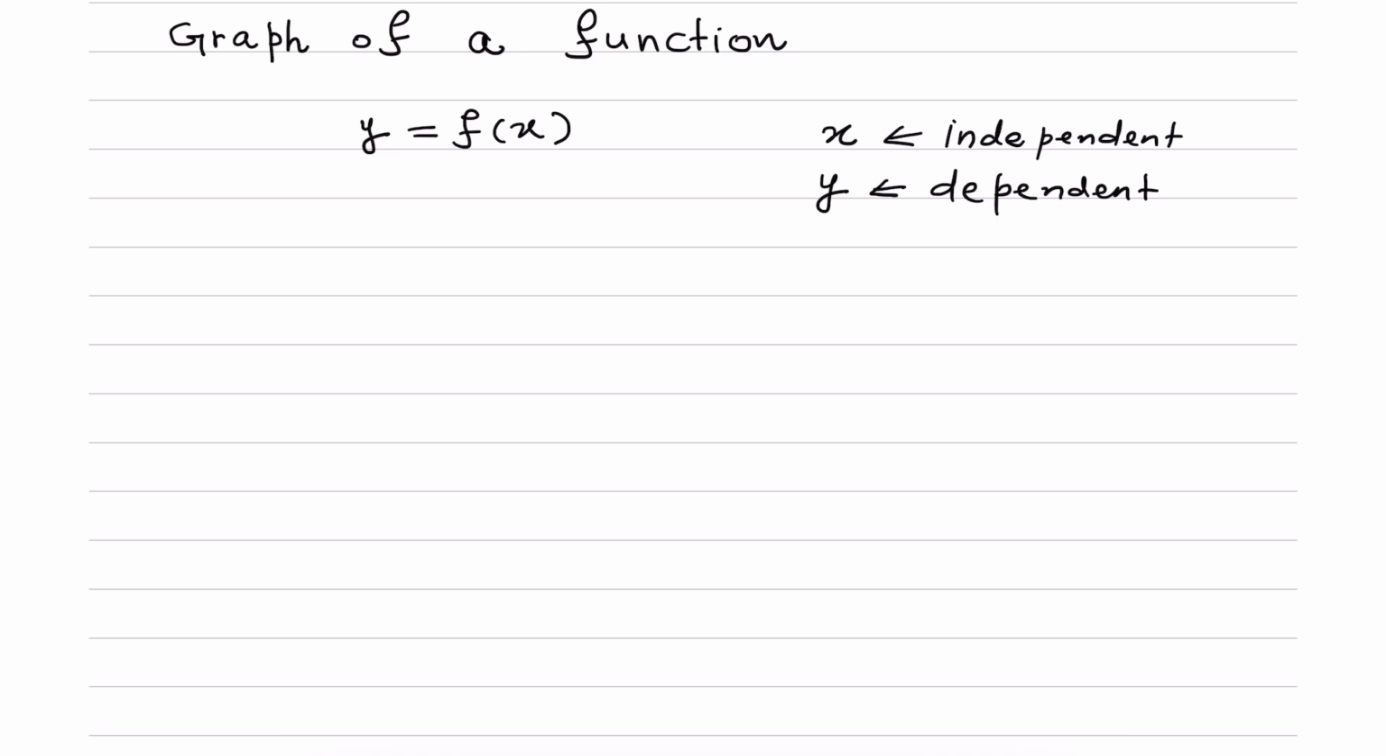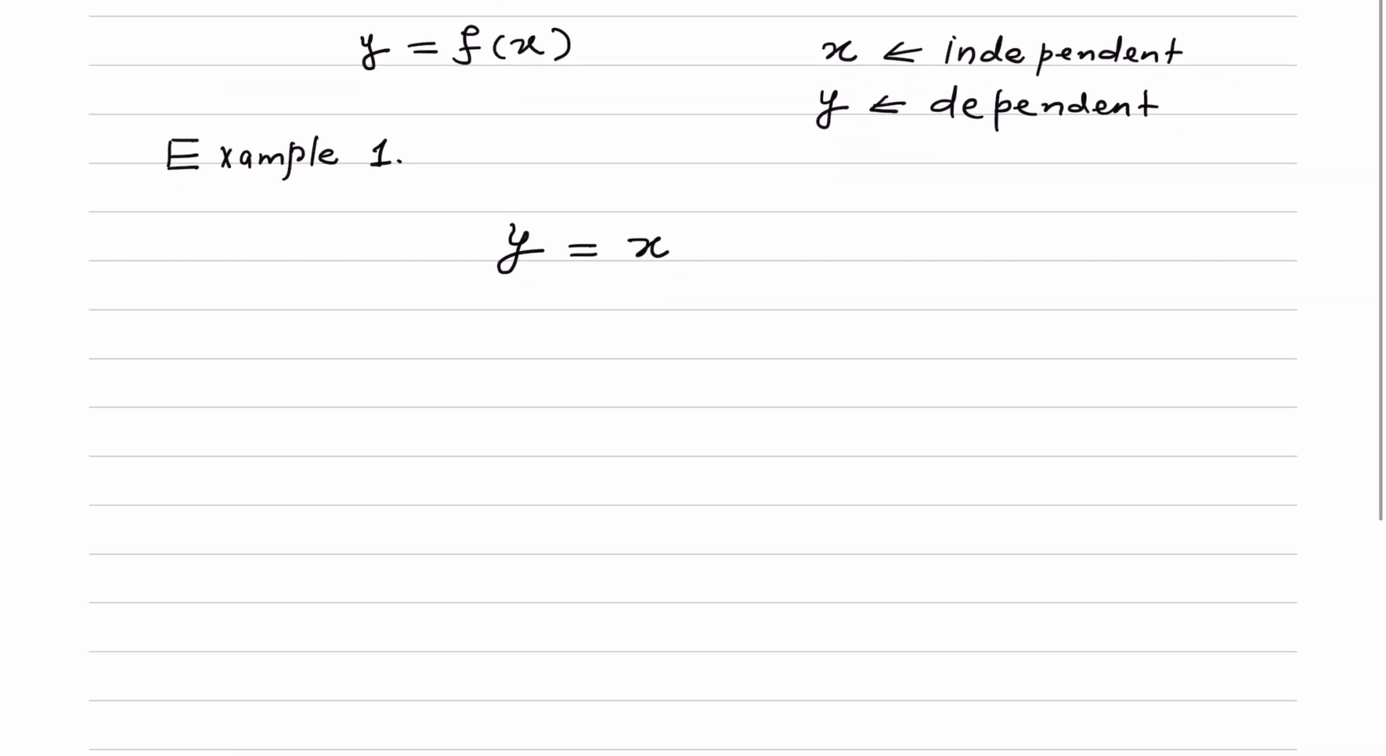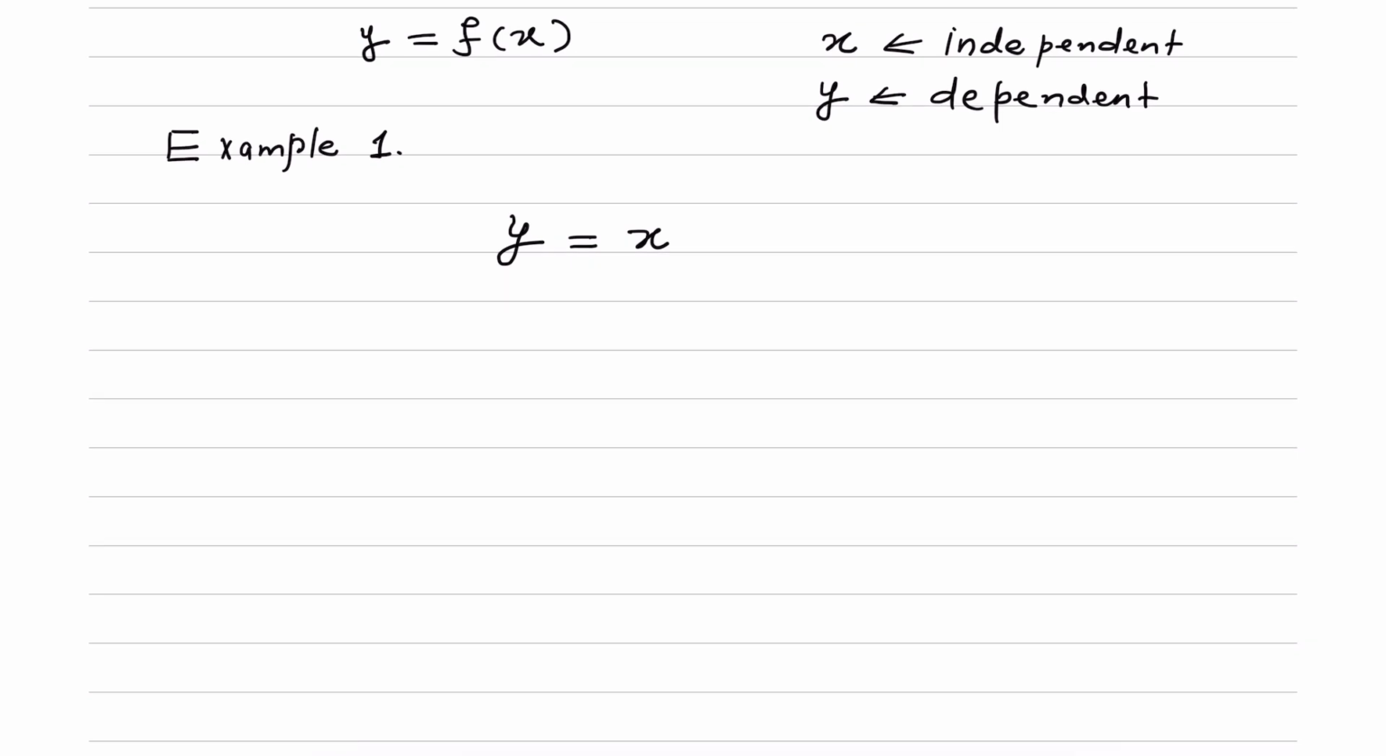So how to get the graph or sketch of this relation between y and x? We will explain this through an example. Let's get the plot or the sketch or the graph of a very basic relation, y equal to x. This relation is actually also a function, because for each x there is exactly one y. So the definition of the function holds.